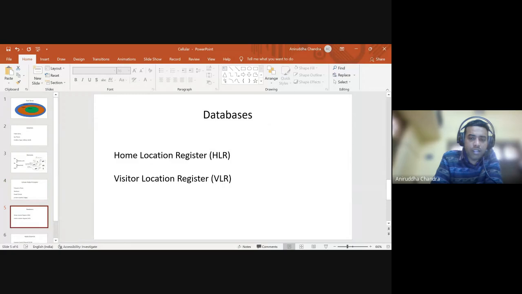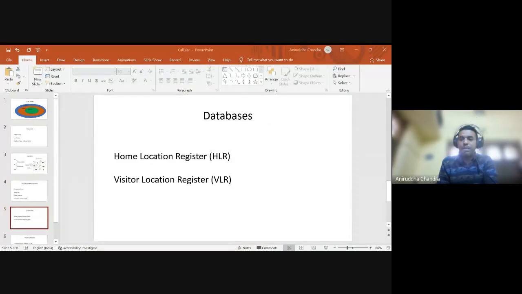Okay, so there are actually two types of databases in a mobile network: the home location register and the visitor location register. Now, what are these home location register and visitor location register? Well, the home location register is a total database of your mobile phone, like your IMEI number, your total subscriber information, and so on.